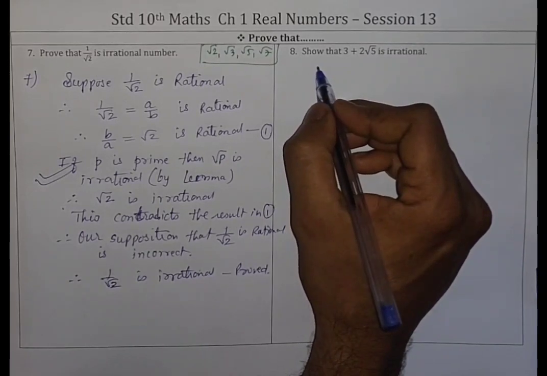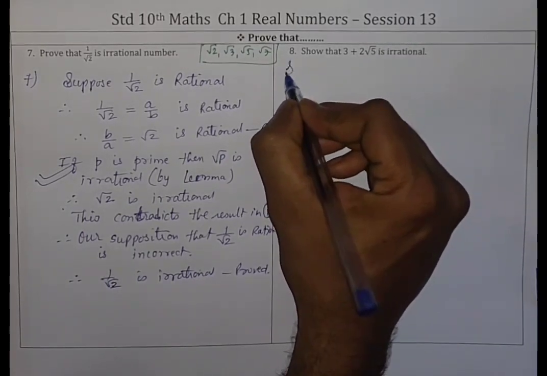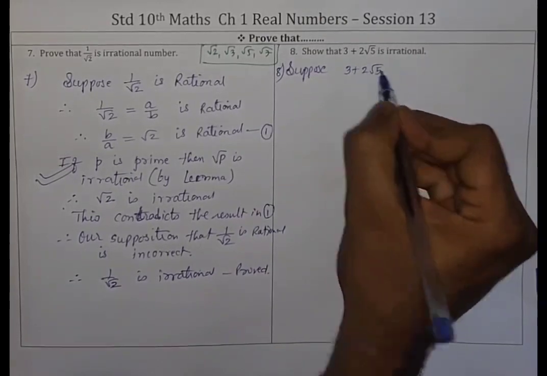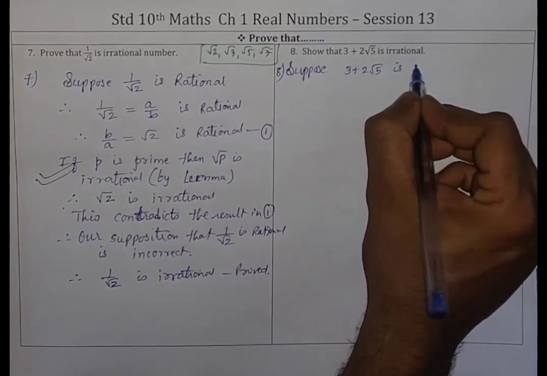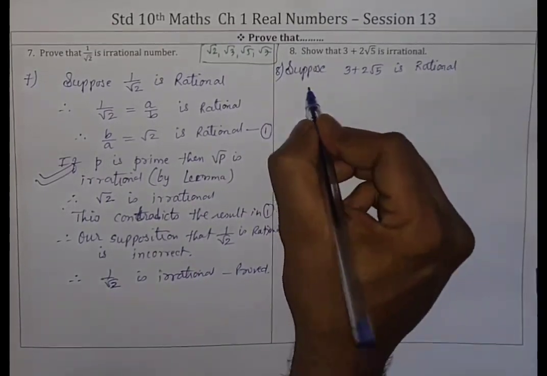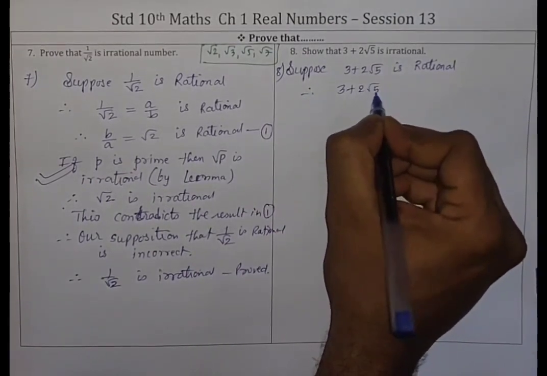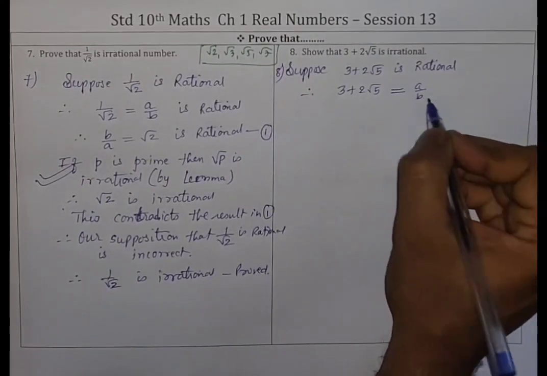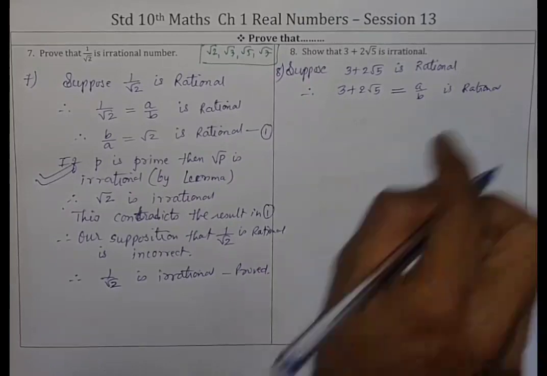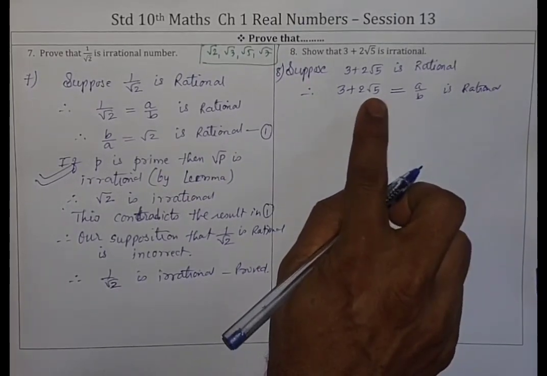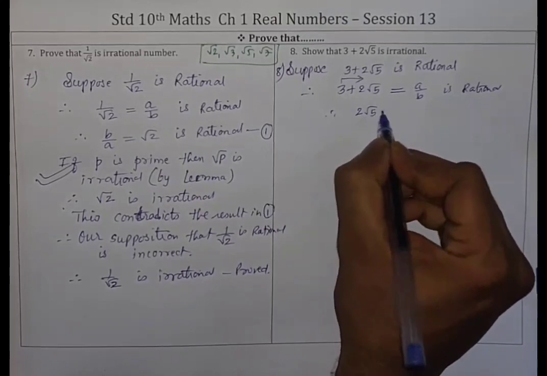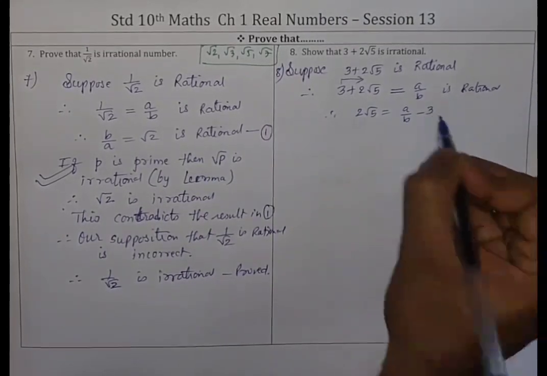Alright. Suppose, this is 8th one. 3 plus 2 root 5 irrational prove kar raha hai, lekin hum kehte hai is rational. Therefore, 3 plus 2 root 5 can be written as A upon B, rational form mein, is rational. A rational, but that is equal to A upon B, toh wo bhi rational hua. Okay, now make root 5 subject of the formula. So first we'll have to transfer 3. Therefore, 2 root 5 is A upon B minus 3.